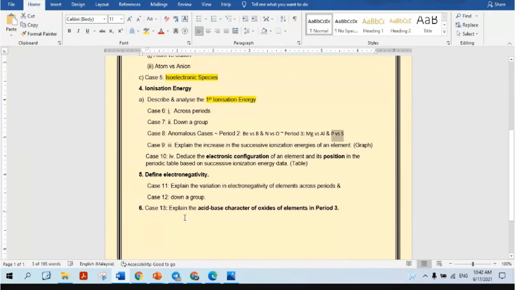And then the last case for this chapter is about the acid-base character of oxides of elements in period 3. Simple, you just need to identify which one is metal, which will form basic oxide, and the non-metal will form acidic oxide. And then aluminium is special. Aluminium oxide is amphoteric. It can react with acid and it can react with base as well. For this part, we need to know how to write the equation.